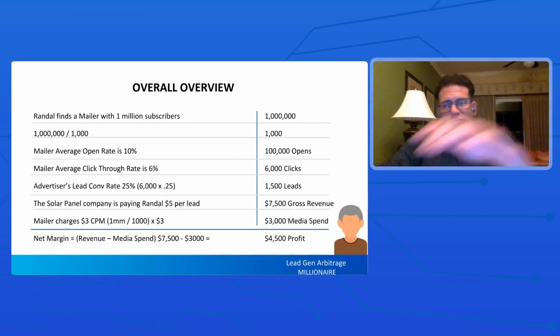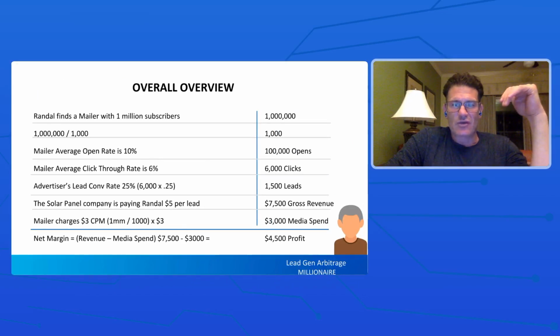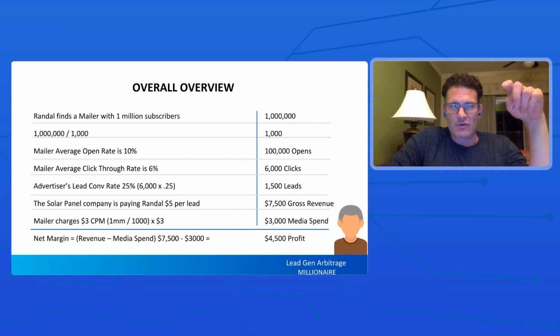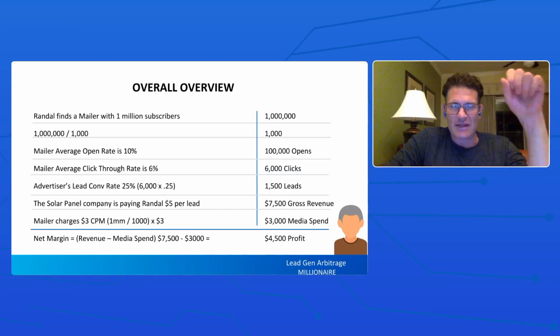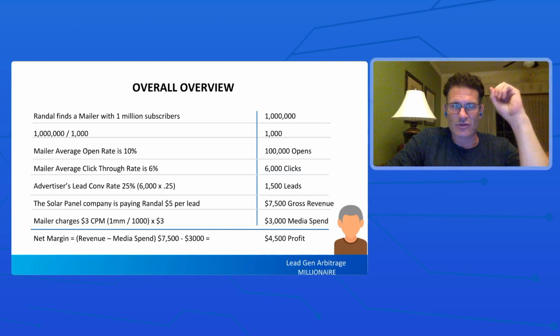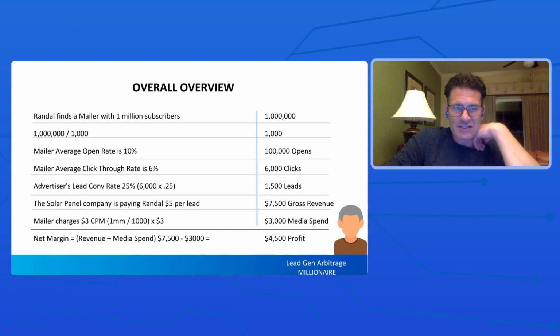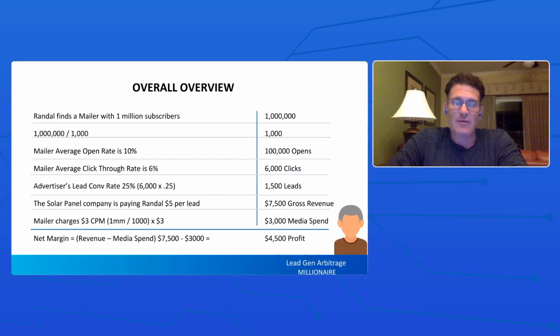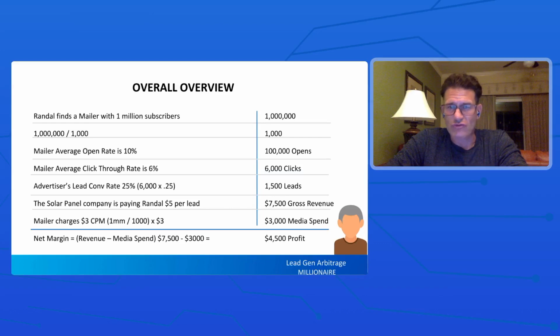So overall, let's look at it from start to finish. We've got 1 million names that we're going to mail to, right? We have 100,000 opens on the 10%. Then of that, 6% of the people are going to click, so you have 6,000 clicks. Then you convert 25%, so 1,500 leads. Of those 1,500 leads, you multiply times the $5 payout, what the advertiser is willing to pay us, and it's $7,500 in gross revenue. Gross revenue means just top line, without taking any of the costs away, just the total revenue.